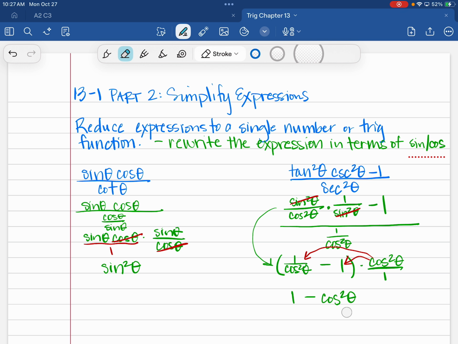Okay, we've got this down to a single trig function. It's in terms of cosine, but I still have two terms. We don't want two terms. We want it down to one thing. Okay, this is part of the Pythagorean identity.